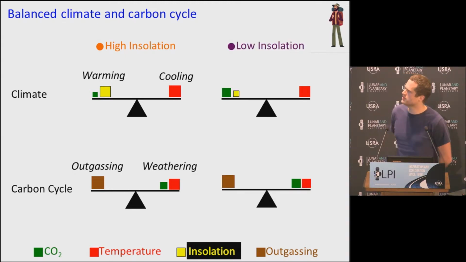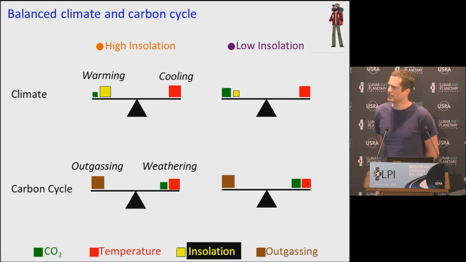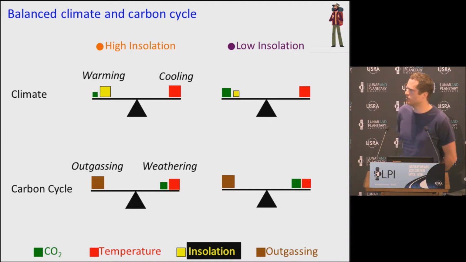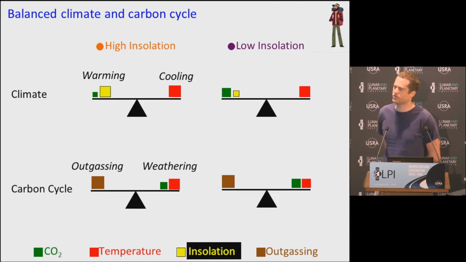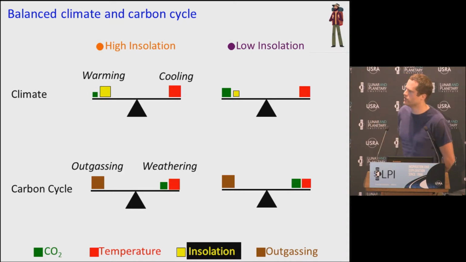And if we go to a low insolation planet, what happens is that the insolation square in the climate balance gets smaller, and the CO2 square gets bigger, so that the temperature, even though the insolation is a lot lower, is only slightly less. And if we look at the carbon cycle, the outgassing stayed the same, but now in the weathering balance, the CO2 is relatively more important because the temperature got smaller.